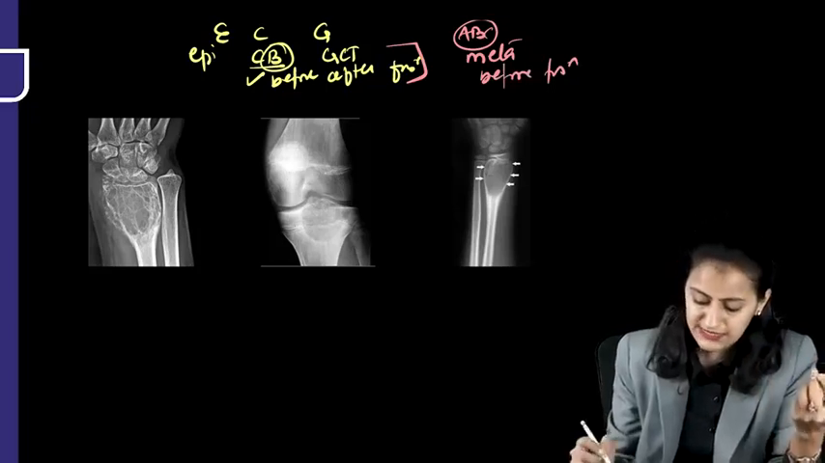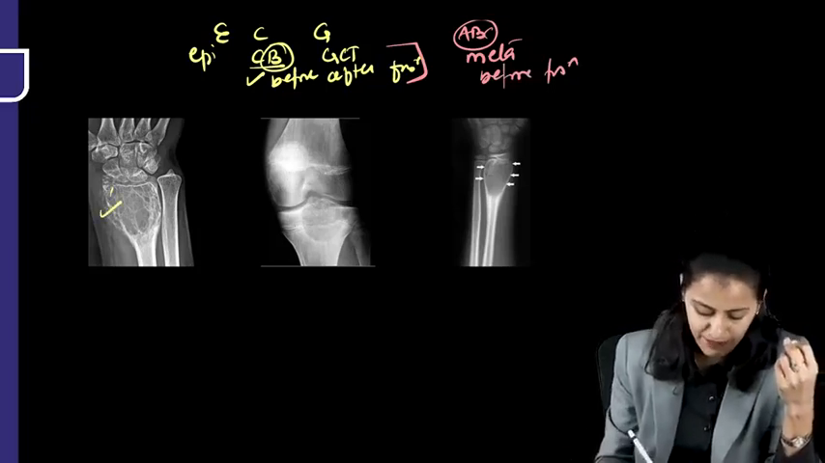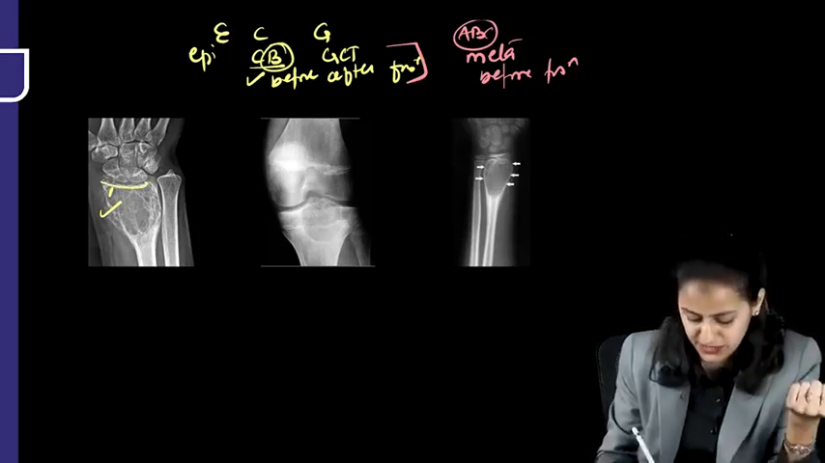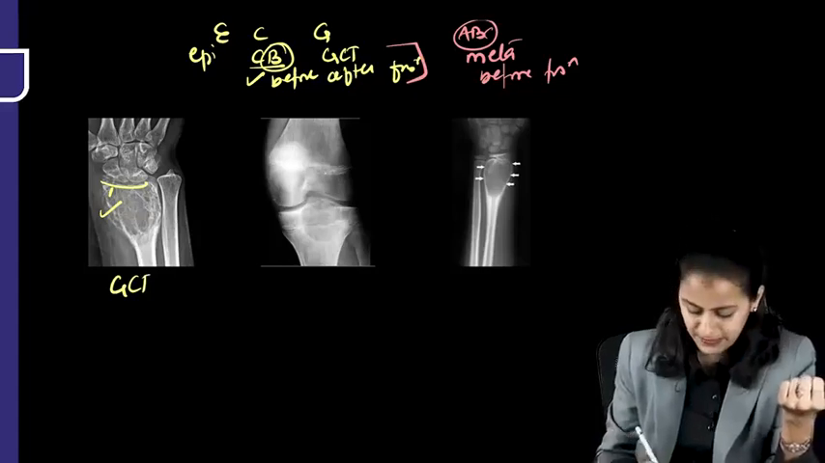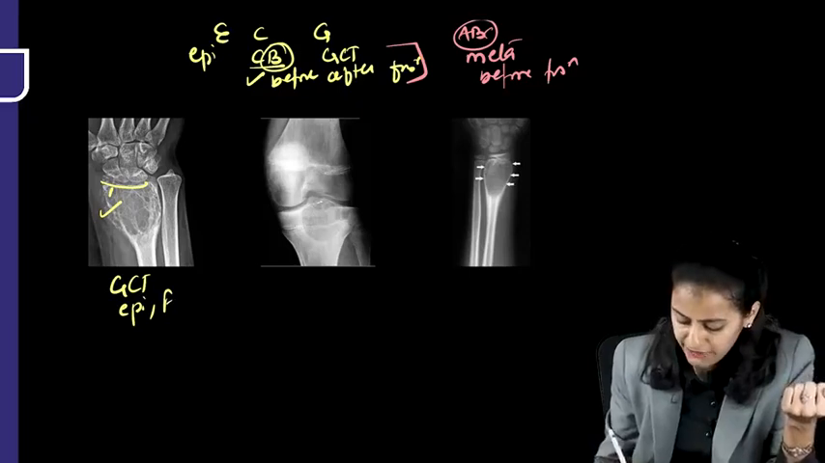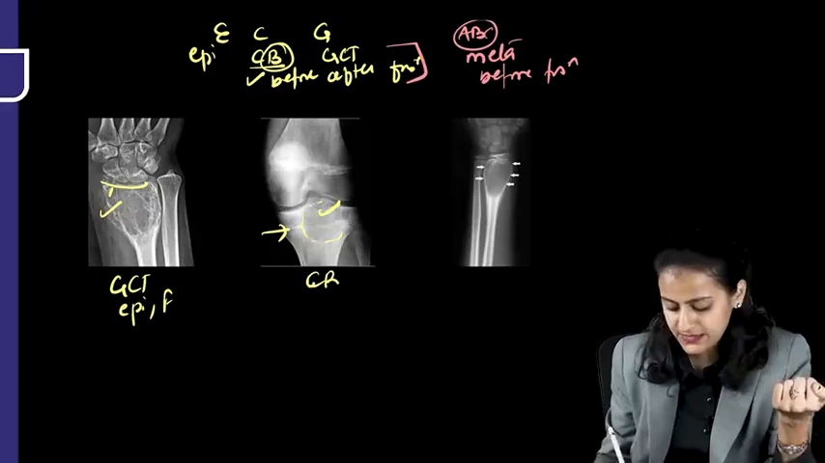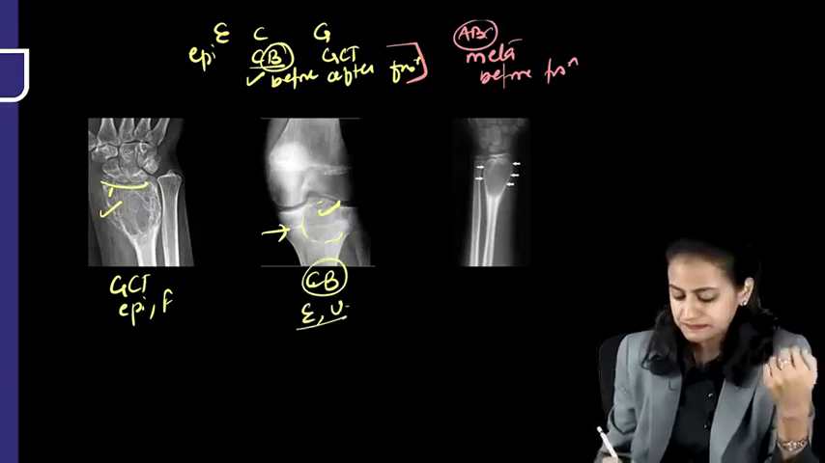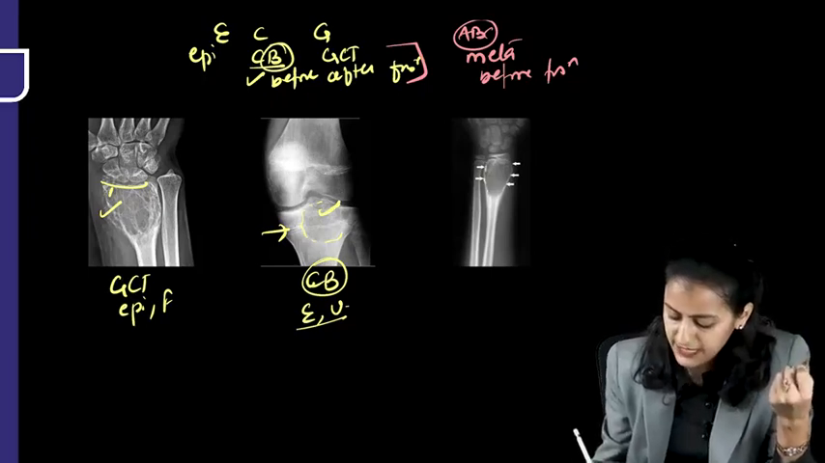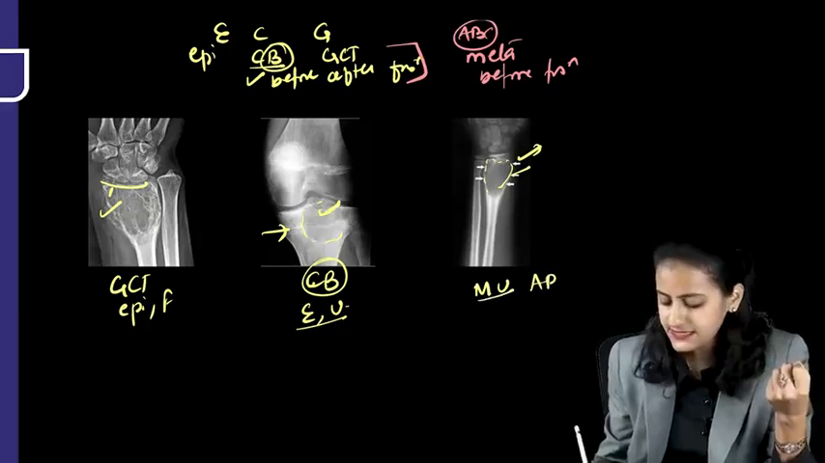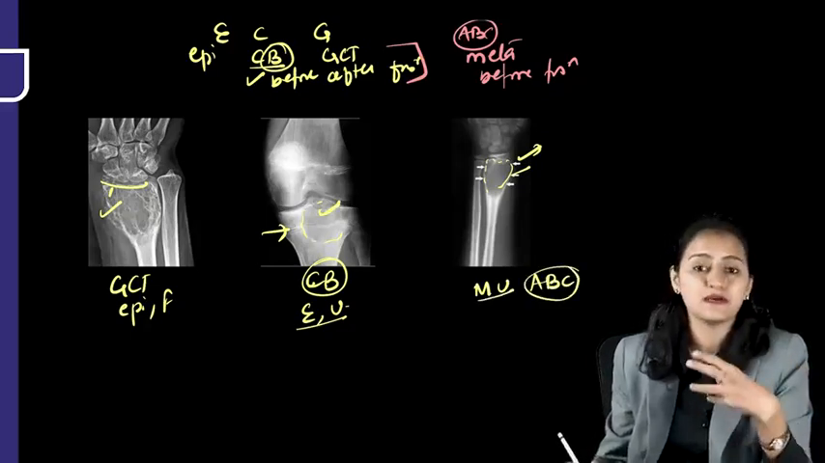So based on that, let's have a look at the images. This is the epiphysis involved, the end of the bone, articular surface, fused skeleton. This is GCT. So this is epiphysis, fused skeleton. What do we have here? This is the epiphysis involved, unfused skeleton. This is chondroblastoma. Next, what do we have? This is the metaphysis involved, unfused skeleton. This is ABC, aneurysmal bone cyst.